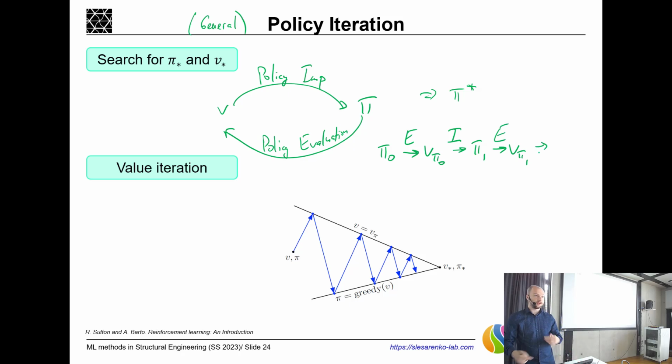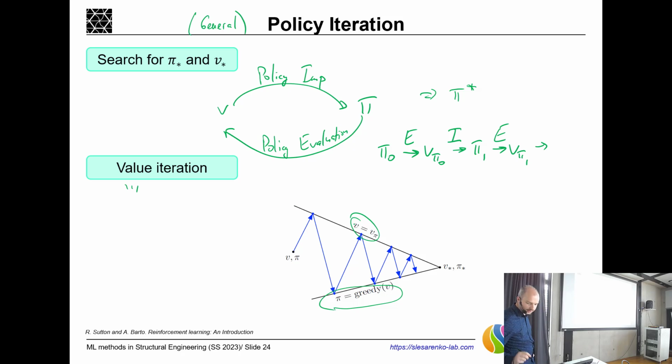So this cycle can repeat, but we can actually do it in different steps. We do not wait for the whole cycle to end. We can just update our policy after only one sweep. And in this case, it's called value iteration, and this is what's happening. This is our V, and this is our policy. And we just jump between two lines.